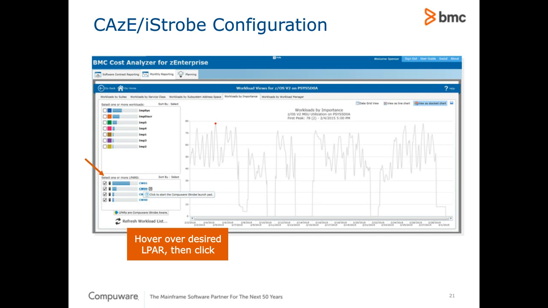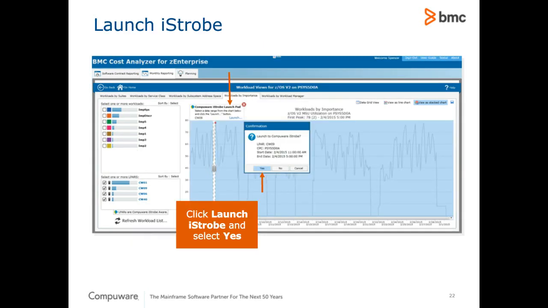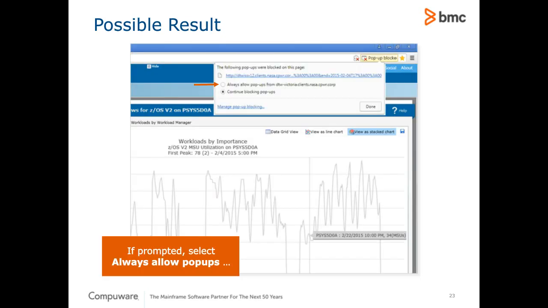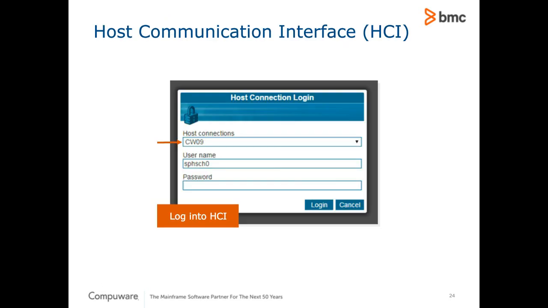And then the next screen actually shows us our peak rolling 4-hour average. And one of the options that we have there is to launch iStrobe. You click on that, and then you get a little panel that comes up here, and you can select yes. Now, you may get a window that says please allow pop-ups, so you want to click on that. And then the next thing, you'll have to log into the iStrobe.